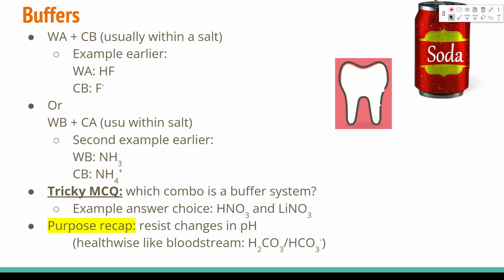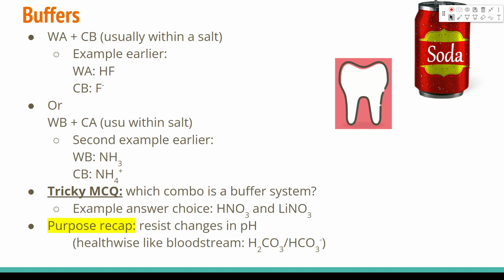And so let's think of a hypothetical, okay? Let's say somehow soda got into your bloodstream. And soda is super acidic. It's actually not great to drink. And so if that soda somehow went into your bloodstream, then the buffer system, carbonic acid and bicarbonate, is helping prevent that blood from changing pH significantly.